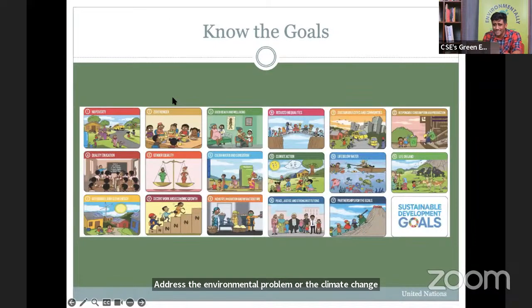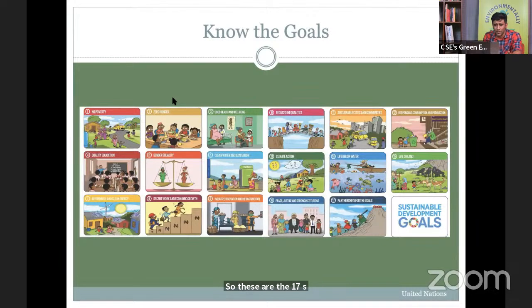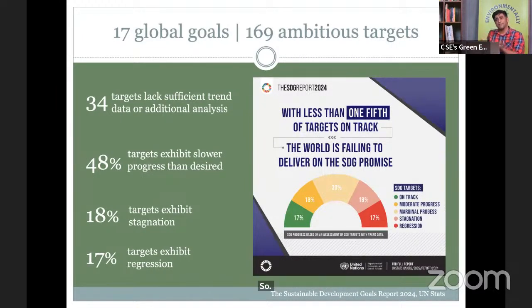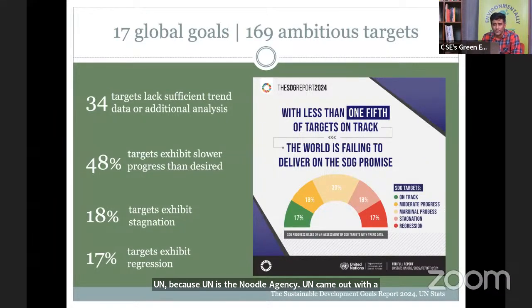So these are the 17 SDGs. I'll not spend too much time. We've talked about the bulk of them while we were doing the activity. These are the 17 SDGs. So this year, UN, because UN is the nodal agency, came out with a report on the progress the world has made in SDGs. And what it found were these.